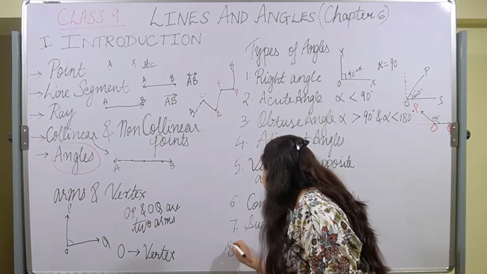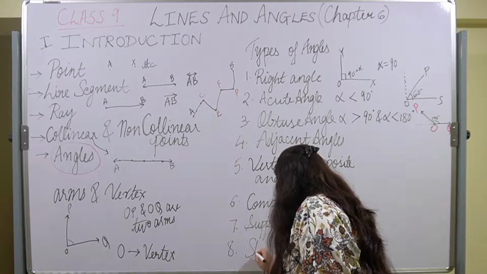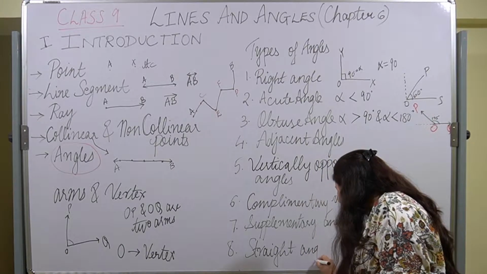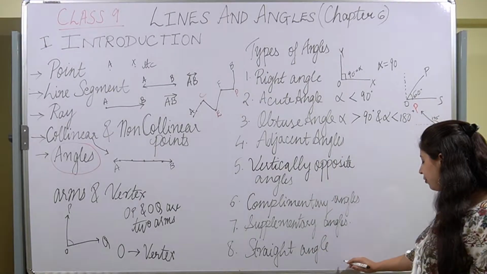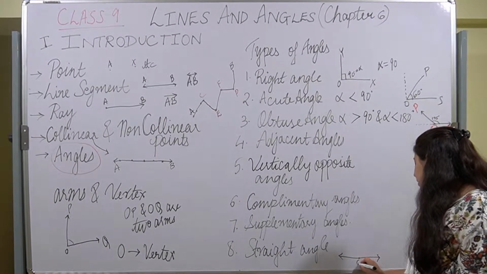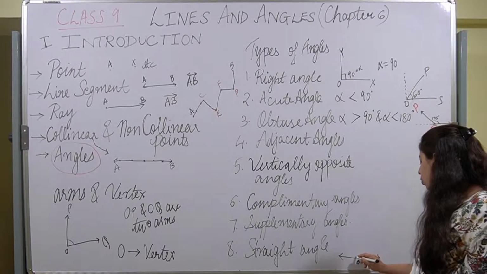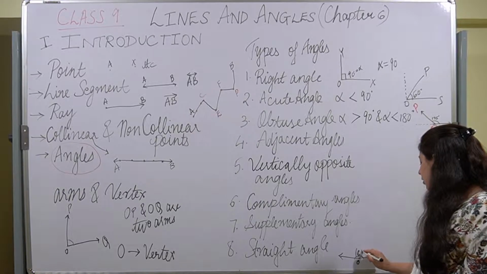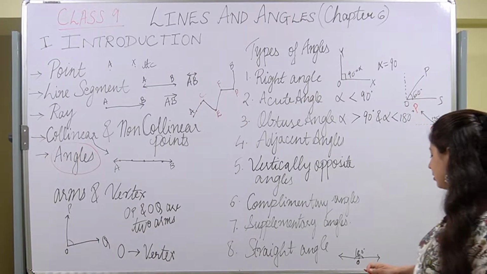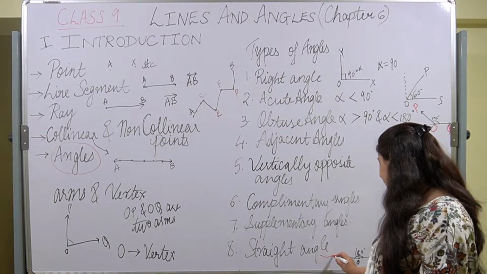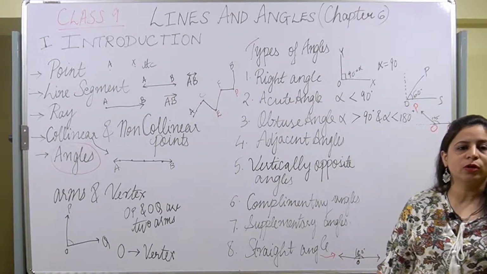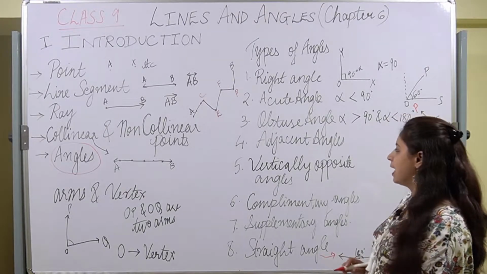One more category is there, straight angle. If the angle formed with the help of two rays at the vertex O is equal to 180 degrees, then it is known as a straight angle. When the angle is equal to 180 degrees, then it is known as a straight angle.